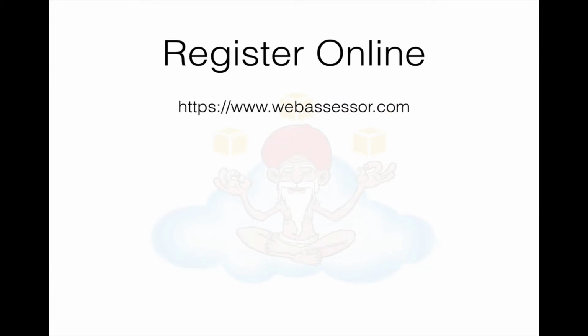In order to register, you can type into Google AWS Solutions Architect Associate qualification. You'll get to the Amazon landing page, but then they will redirect you to the webassessor.com website. Go there and set up your account, and then you'll be able to register online at your nearest local venues.